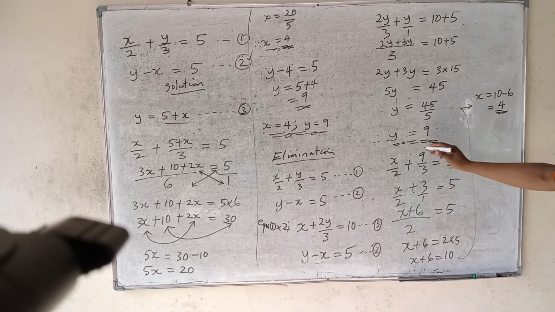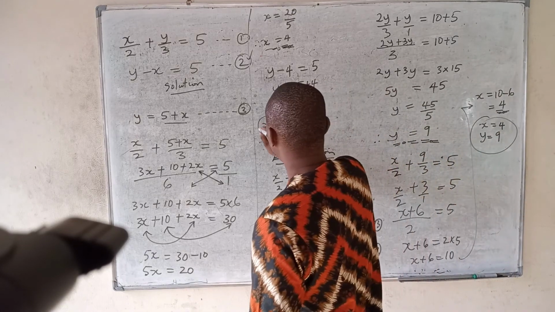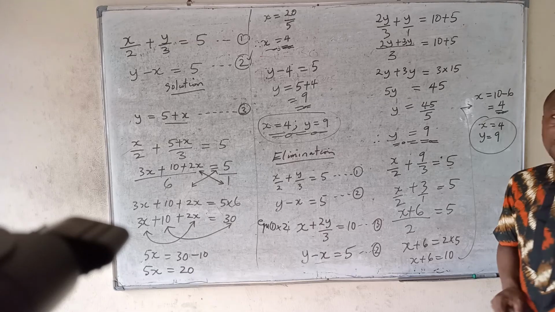Meaning that we've calculated our y to be 9 and our x to be 4, which is the same as what we earlier got using the substitution method.